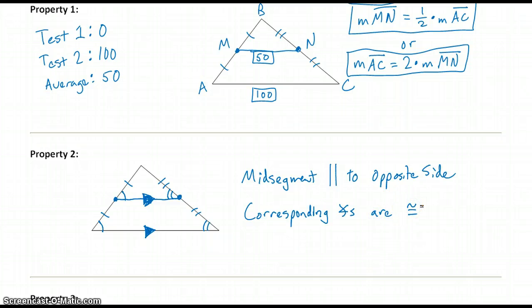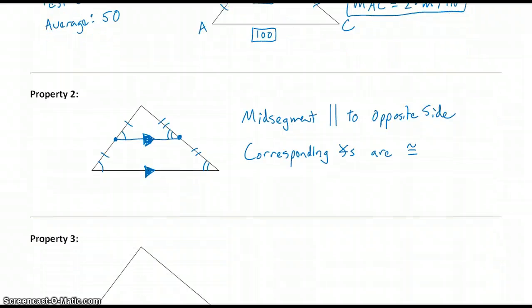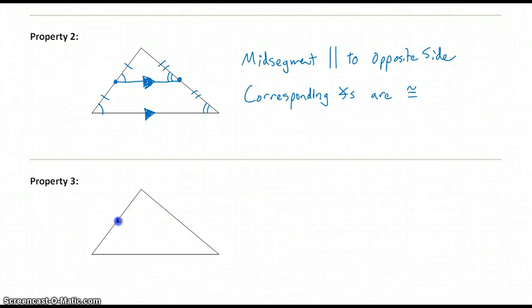And the last property. If I find the midpoint of all of the sides of a triangle, and I connect all of those midpoints, my midsegments don't intersect. And if I look at the length of this midsegment, it's going to be half of the length of this side. Well, half of the length of this side is 1 tick mark long.